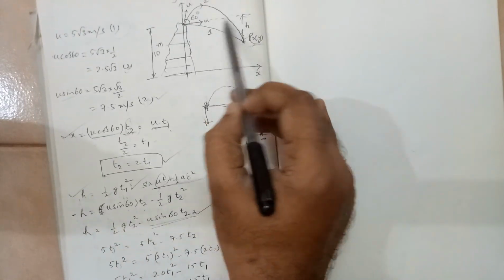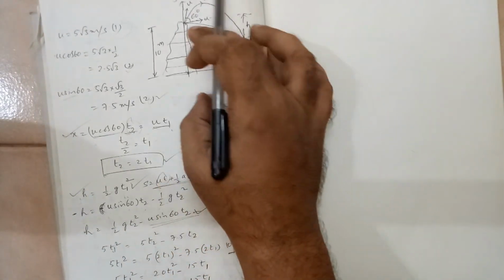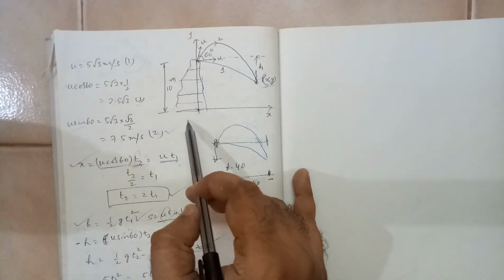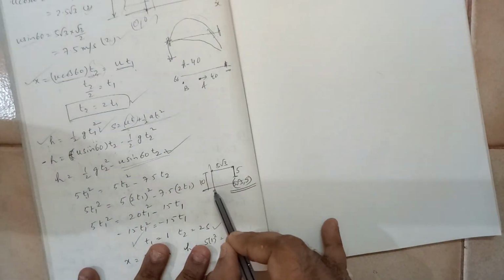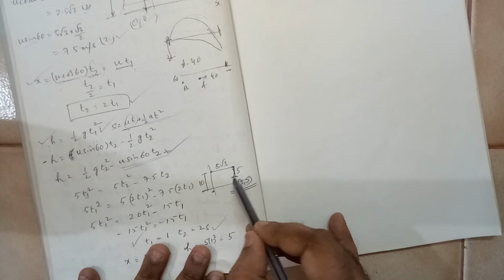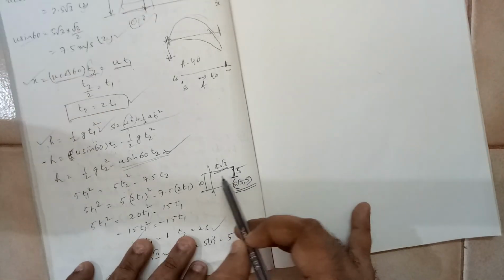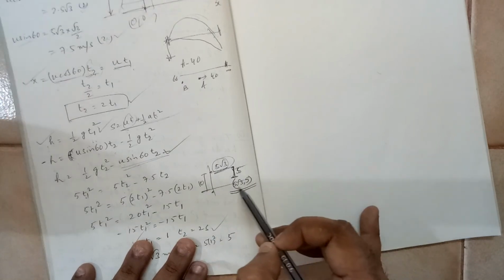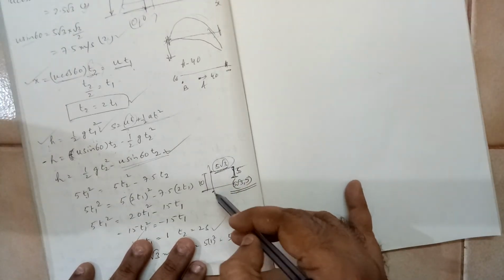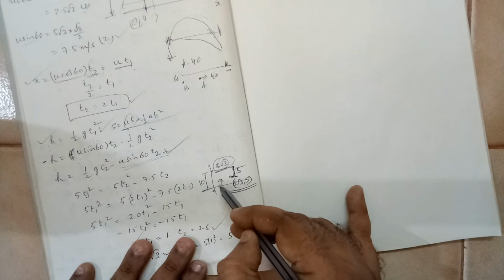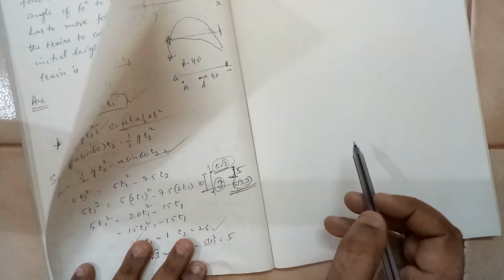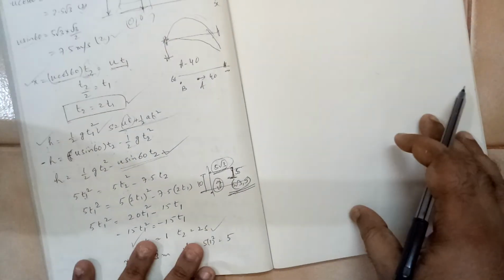But this h is from this point, and 10 meter is the total height. Our origin is this, so it is like this. We have calculated this is 5 meters and this is 5 root 3 meters. So x comma y will be, x will be 5 root 3, and what will be y? Y will be 10 minus 5, this dimension. Okay, so it is 5 root 3 comma 5. That is the answer.